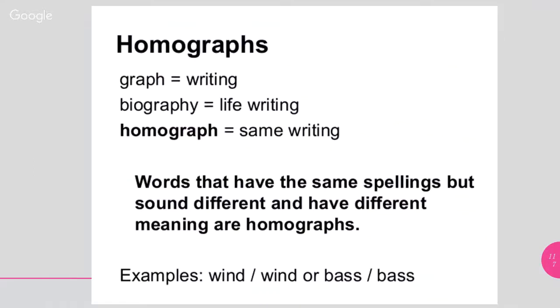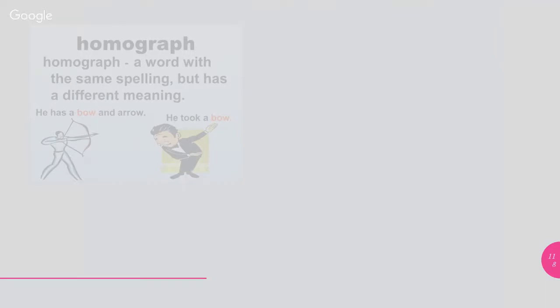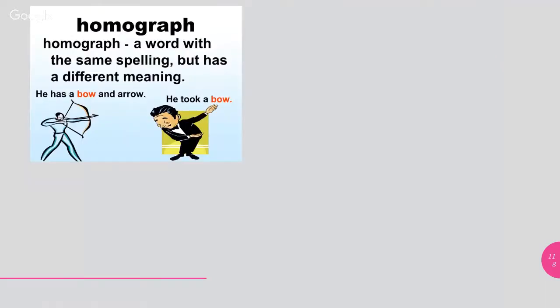Homographs. Graph means writing. Biography is life writing. Homograph, same writing. Words that have the same spellings but sound different and have different meanings are homographs. Wind, wind. Bass, bass. He has a bow and arrow. He took a bow.